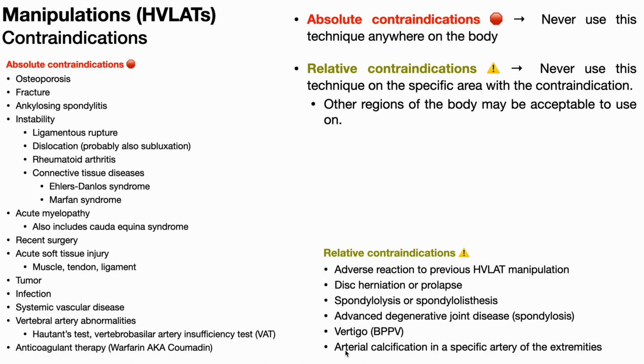The last relative contraindication would be arterial calcification in a specific artery of the extremities. So let's suppose that a patient had calcification in the tibial artery of one leg. Tibial artery is, of course, below the knee. So one manipulation I would never use on that leg would be a tibiofibular manipulation. That's one of the less commonly used manipulations to increase proximal tibiofibular mobility. Would never use it on that leg. But let's say the other leg did not have calcification. I could certainly do the tibiofibular manipulation on that leg.